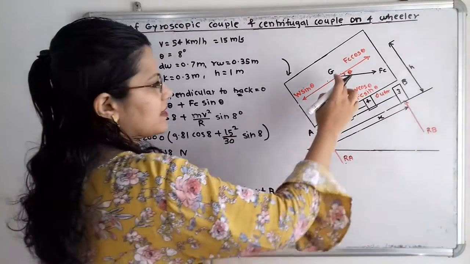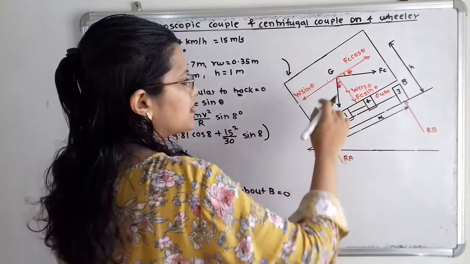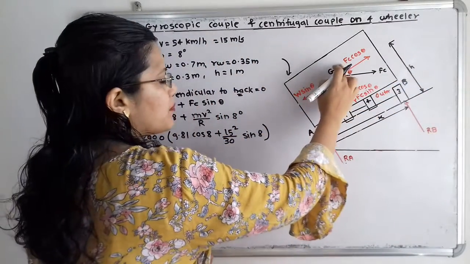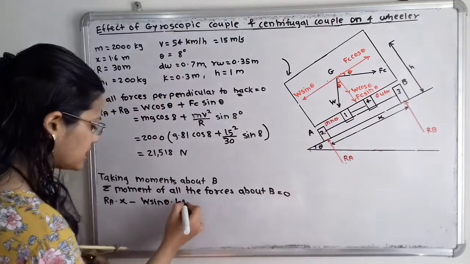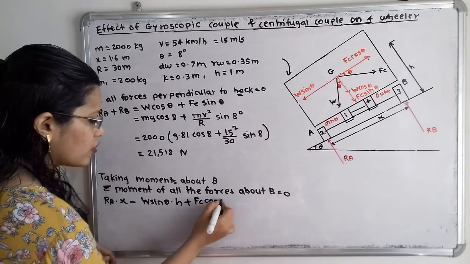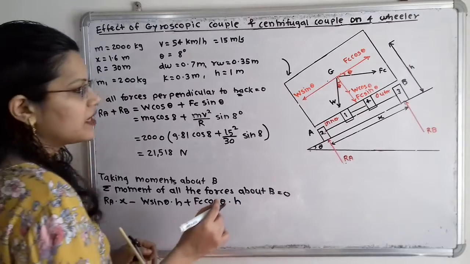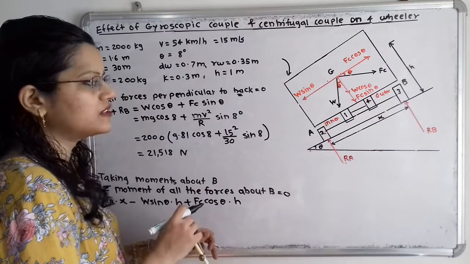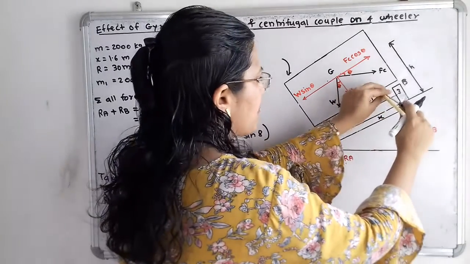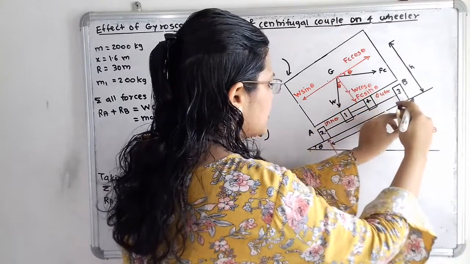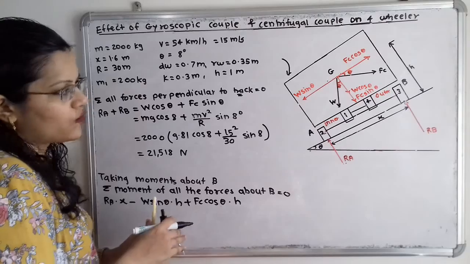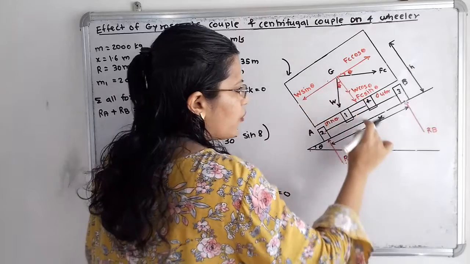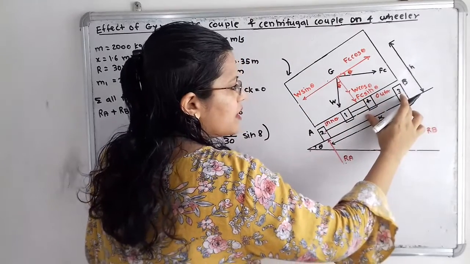Then again I will take the next force, that is Fc cos theta. Again I will take B as a center and move the compass. It is in the clockwise direction, so I will take plus Fc cos theta multiplied by the perpendicular distance h. Then again, if we observe W cos theta and Fc sin theta, both forces are in the same direction. If I move the compass in the downward direction, then it is the anti-clockwise direction. So I will take the negative sign. So what is the perpendicular distance between this force and this point B? Here is this perpendicular distance.